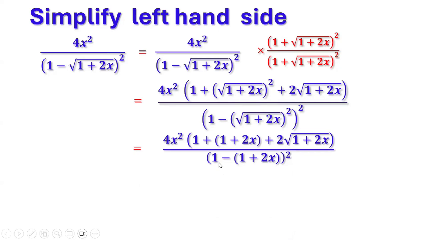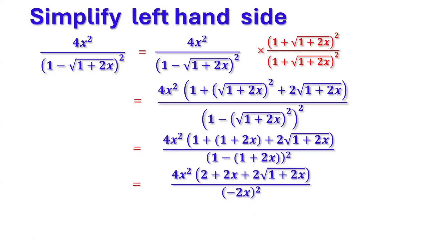Now take the denominator. So 1 minus 1, so this 1 cancels out. So it will be minus 2x. Numerator here: 1 plus 1 plus 2x, so it will be 2 plus 2x. So further simplification looks like this. Then simplify this, you see that this will cancel out. So we are left with 2 plus 2x plus 2 square root of 1 plus 2x. So the simplified form of this one is this.